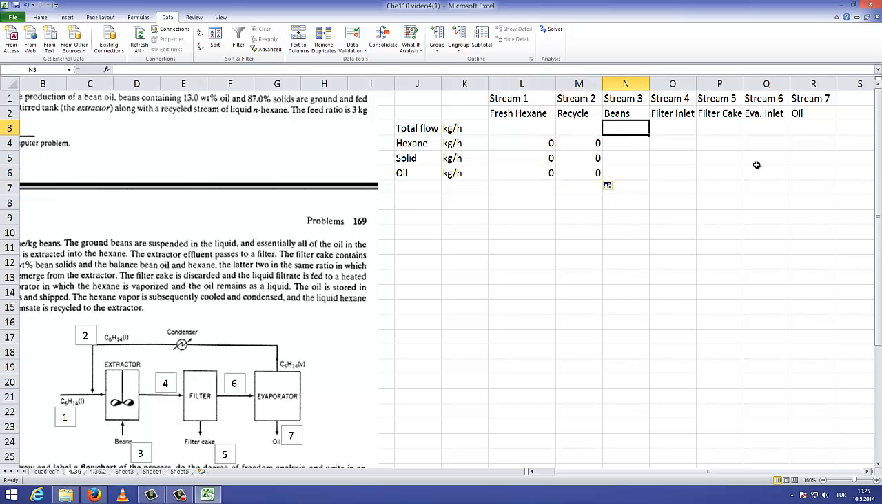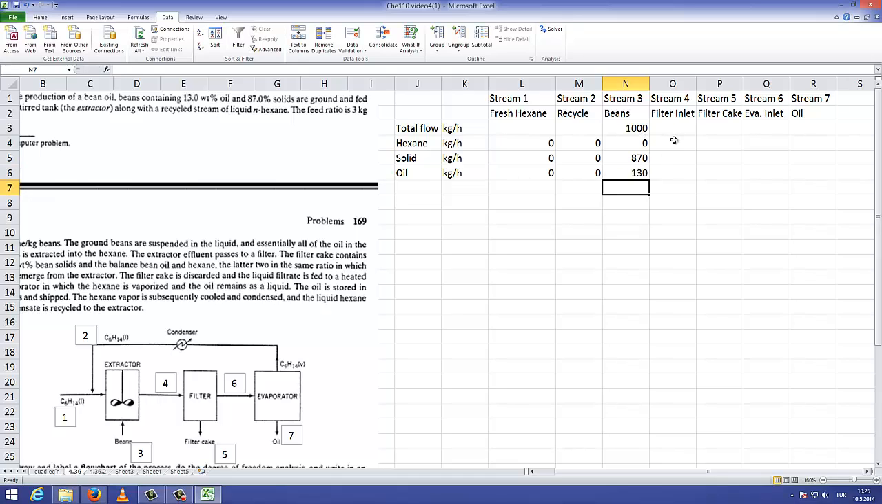And I'm going to have beans. Since it doesn't state how much beans are in it, I'm going to state that it's 1000 kilograms per hour, because it's the basis I take. And beans has 0% hexane. It has 87% of the 1000 and 13%.